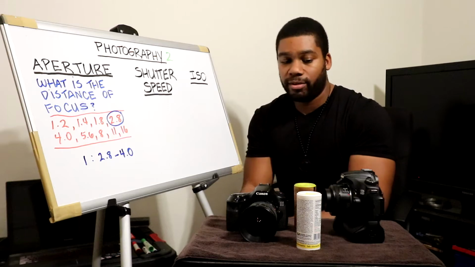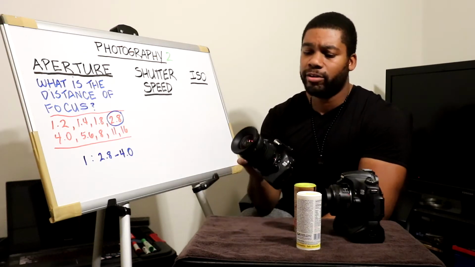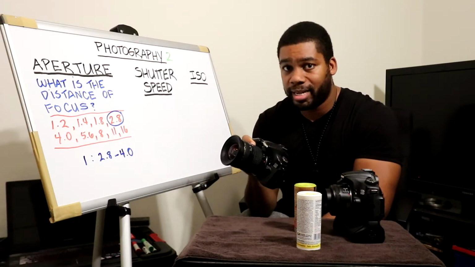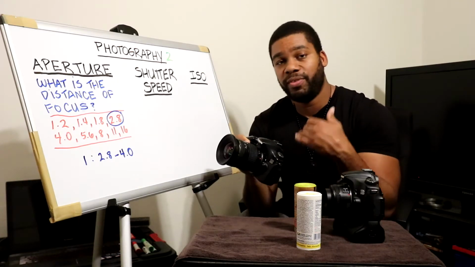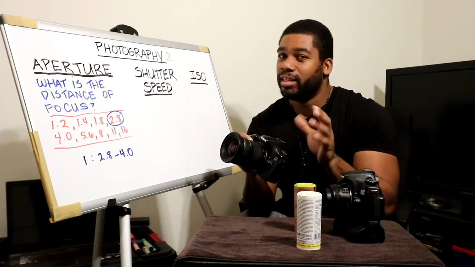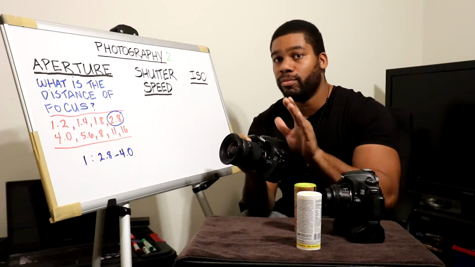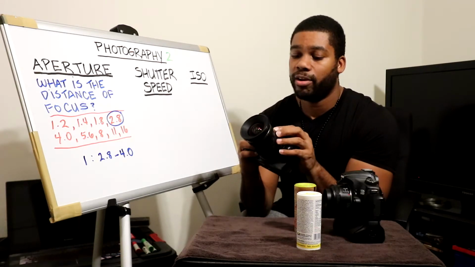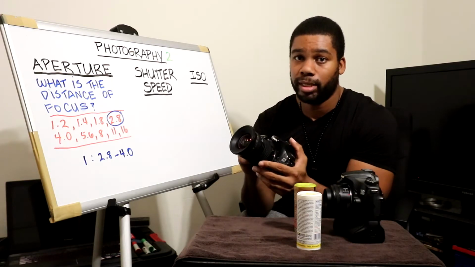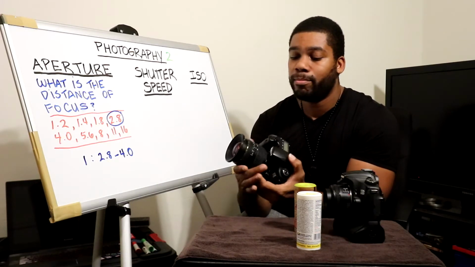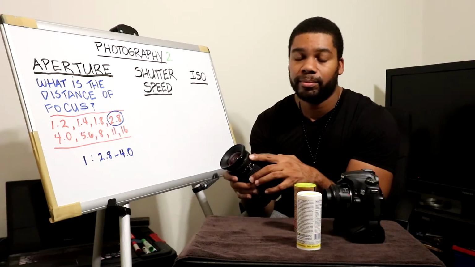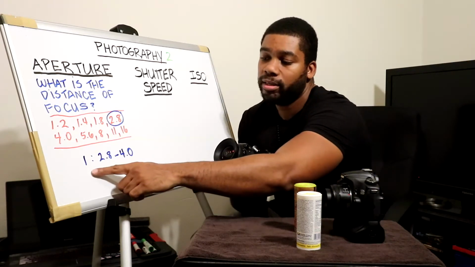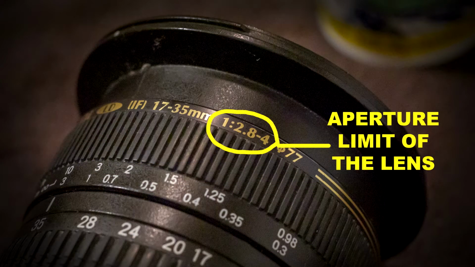Now, side information. When you buy your lenses, they all have predetermined apertures on them. Some are fixed and some kind of adjust and change as you zoom the lens in. This lens is such a lens. This here is a 17 to 35 millimeter lens. On the front barrel of this lens up here, the numbers 1:2.8-4.0 are on the lens.